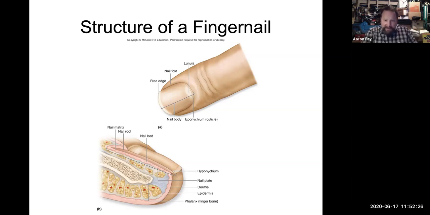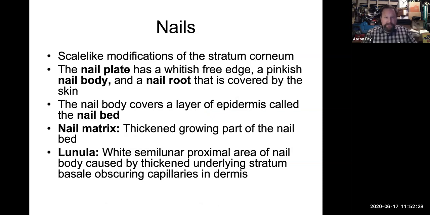Okay, I do believe I've covered all of these terms. Let's look at the slide just to go over it. Scale-like modifications of the stratum corneum, keratinocytes crushed together. The nail plate has a free edge. It has the pink part that's actually attached to your finger. That's the nail body. The free edge, nail body, plus the nail root all together make the entire nail plate. Nail root is the part that is buried inside your finger and is covered by skin.